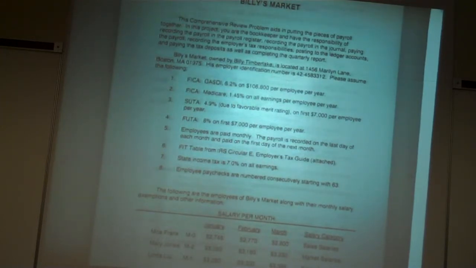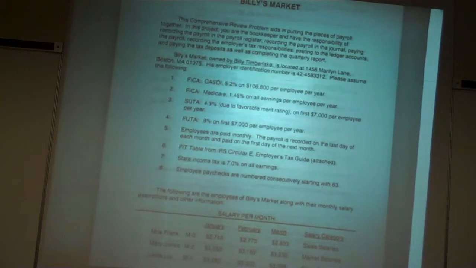0.8% on the first 7,000 per employee per year. Employees are paid monthly. The payroll is recorded on the last day of each month and paid on the first day of the next month. The FIT table for the IRS is attached.